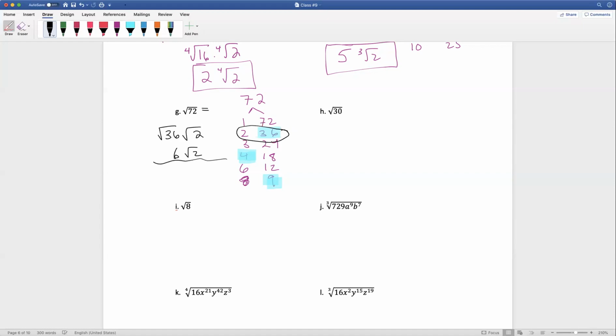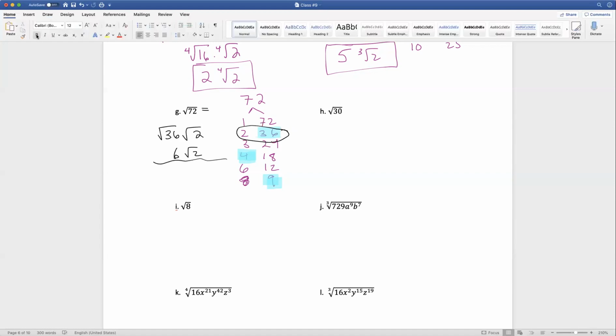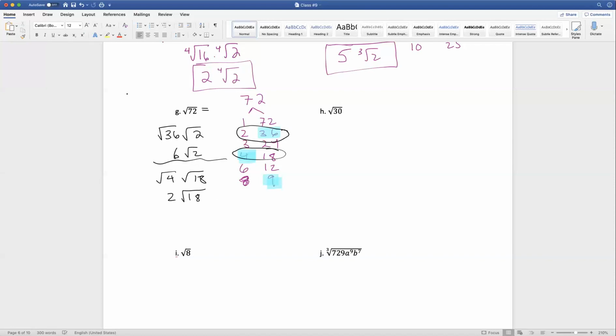But let's say I didn't quite recognize that that was the biggest perfect square factor. So let's say instead of using 36 and 2, I used 4 and 18. If we were to break up the square root of 72 into the square root of 4 times the square root of 18, it would look like this, right? We know the square root of 4 is 2. But now think about the square root of 18. I want you guys to think about factors of 18.